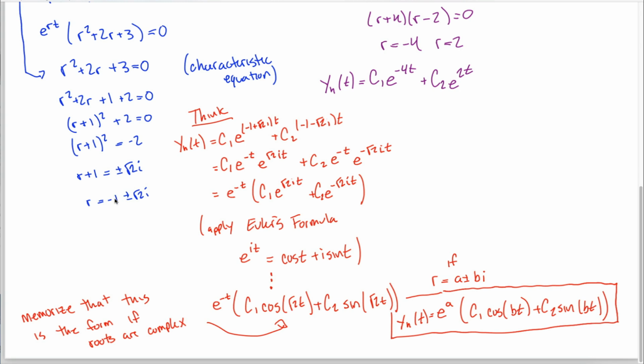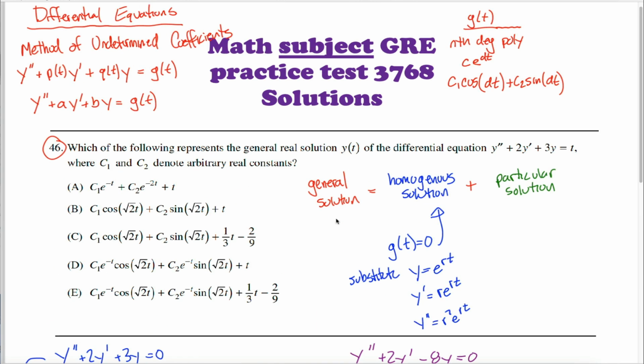So since a was negative 1 and b was the square root of 2, the general form of the homogeneous solution is what I wrote right down here in red for some reason. Like, wow, that's a long process, but at least I'm done. Well, not quite. Remember, your general solution is the sum of the homogeneous solution and the particular solution. What we just came up with is the homogeneous solution. If we got really lucky, only one of these answers would have that homogeneous solution and we'd be done.